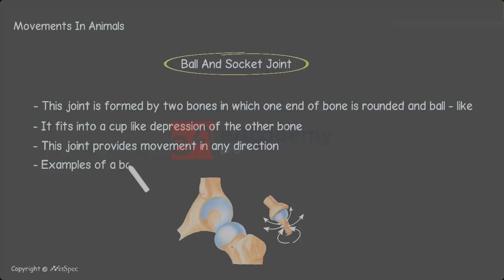Examples of ball and socket joints are the shoulder joint and the hip joint. Hip joint you can see. Shoulder joint and hip joint. This is about the ball and socket joint.